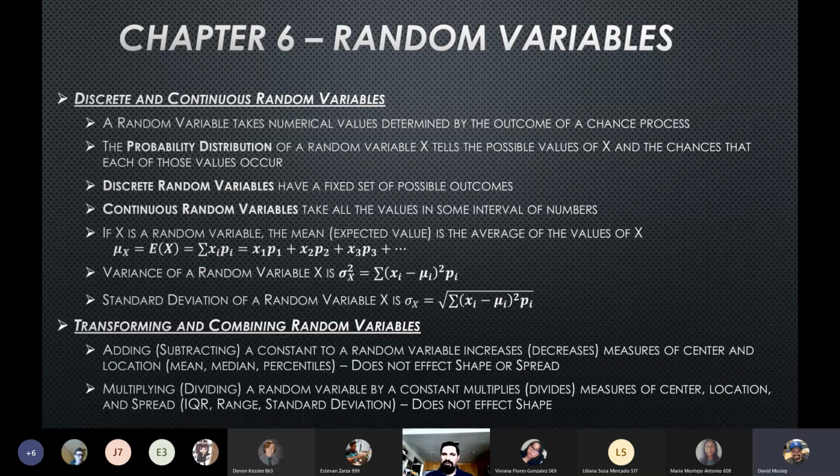We can transform and combine random variables, and we use this idea when we get to chapter 10. We can add or subtract a constant to a random variable, which will increase or decrease measures of center and location, for example, mean, median, and percentiles. Adding a constant does not affect shape or spread, nor does subtracting a constant. We can multiply or divide a random variable by a constant, and that multiplies or divides the measures of center, location, and spread. Right, so in addition to affecting the mean, median, and percentiles, we also will change the IQR, range, and standard deviation. Again, neither of these things will affect the shape.